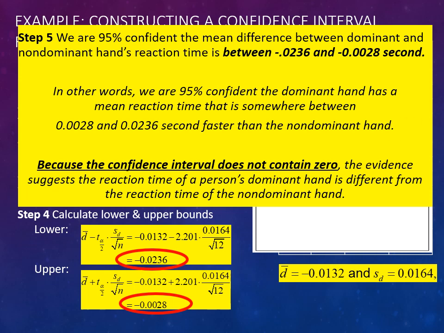And of course, because the confidence interval does not contain 0, which would mean that they were the same, which is the null hypothesis, the evidence suggests that the reaction time of a person's dominant hand is different than the reaction time of the non-dominant hand. Okay? So that's the end of section 11.2.